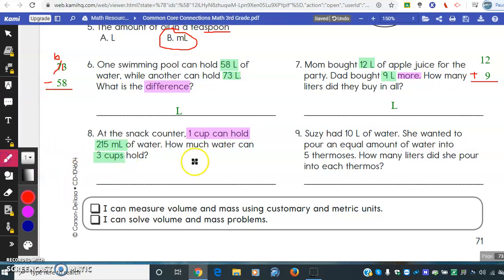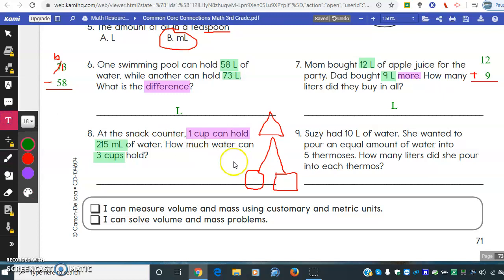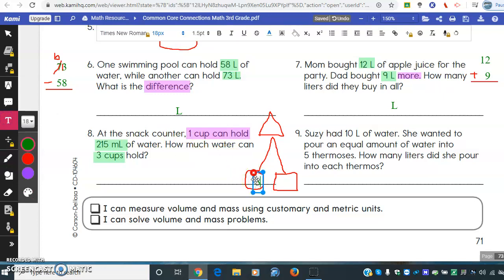I'm going to go ahead and make my math mountain, and I'm going to remember that on your math mountain, the total goes up here. The number of groups goes here, and for our story, the groups are our cups. And over here goes the number of milliliters in each cup. So let's put our information in. I know that there are 3 cups. I know that there are 215 milliliters in each cup. What I don't know is how much water that is in all.